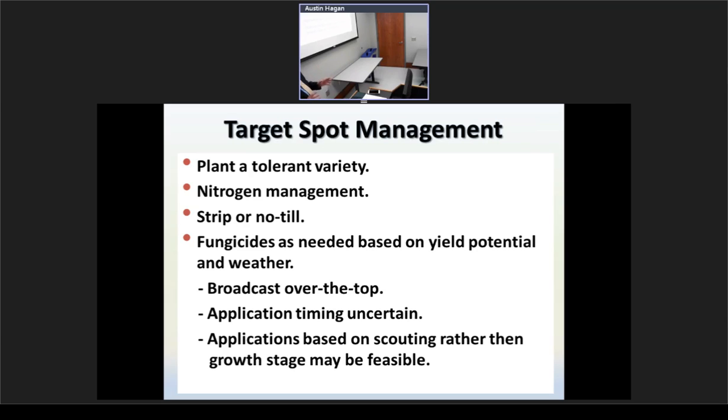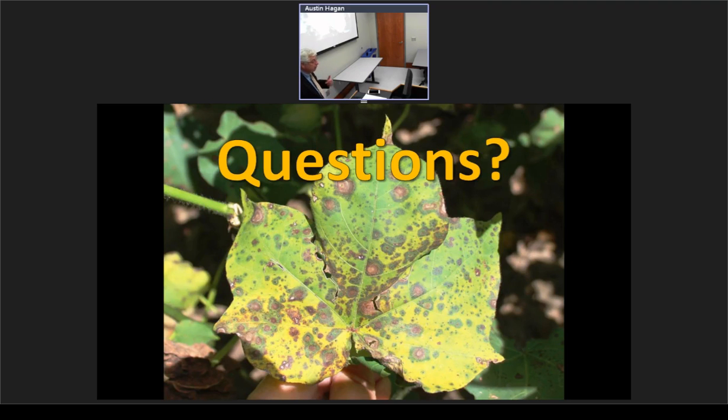We're still fiddling with the application timing, but certainly I think the first week and third week in bloom is just a hair early. And we have come up with some programs that allow the growers to scout and treat rather than just going on the basis of growth stage. And that needs to be looked at a little further as well. So if there are any questions now, I'd be glad to answer.